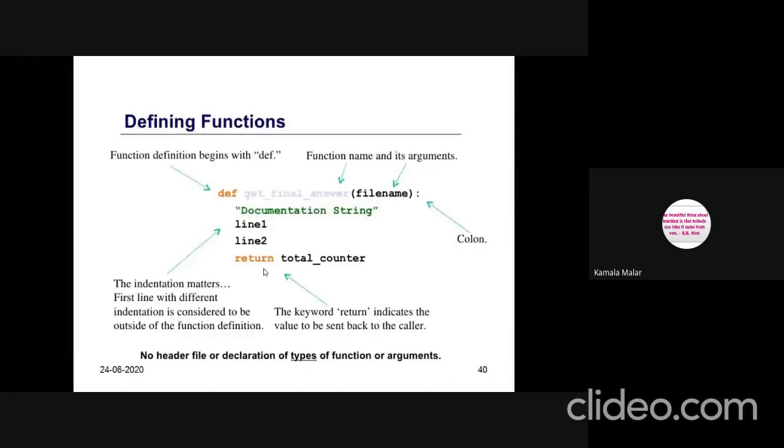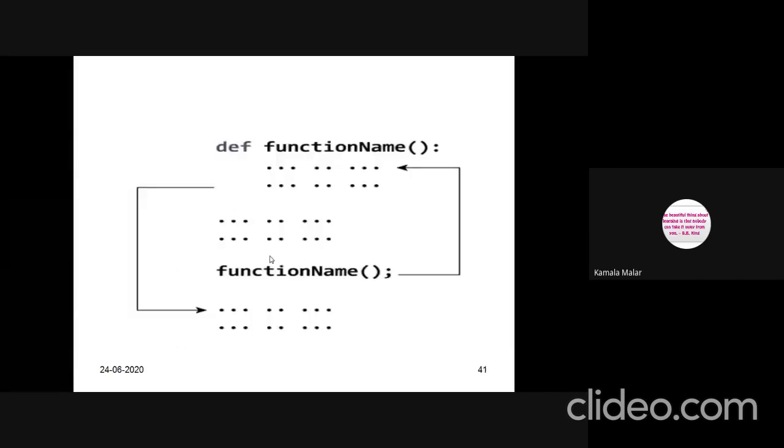So what is the syntax? We put the def keyword followed by the name of the function, the argument list, and whatever we want to do, we give in the indentation, and last, return. Okay, so next we see some examples. So this is the syntax, the indentation.